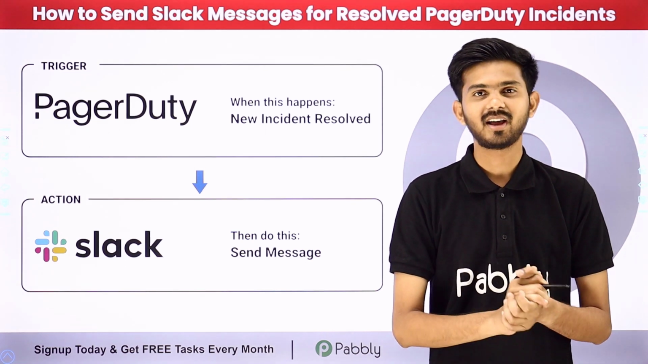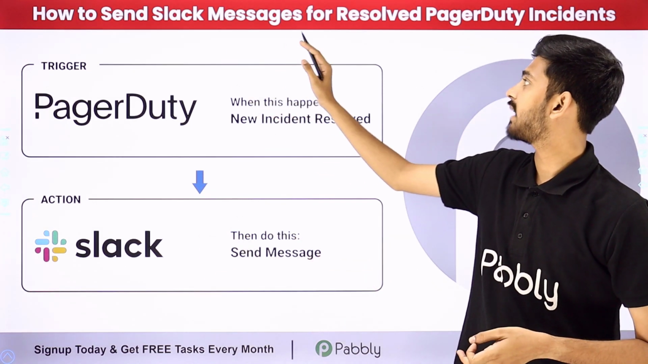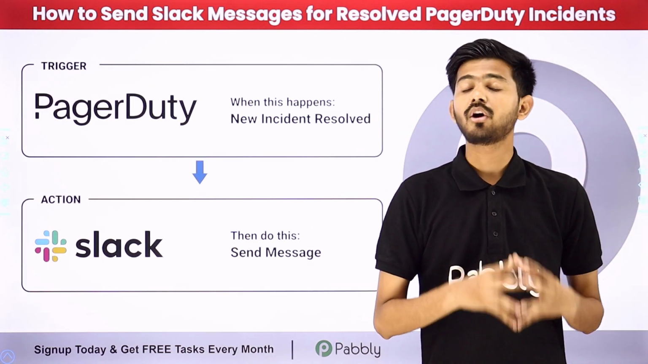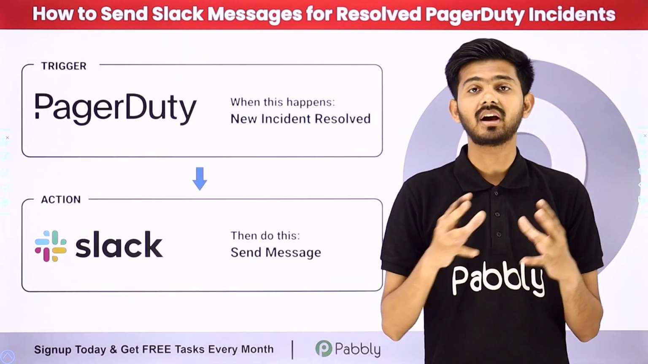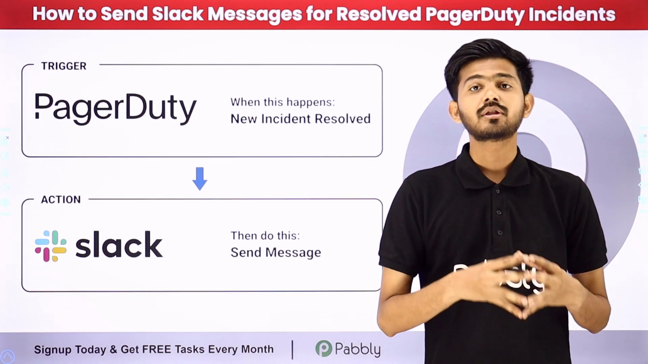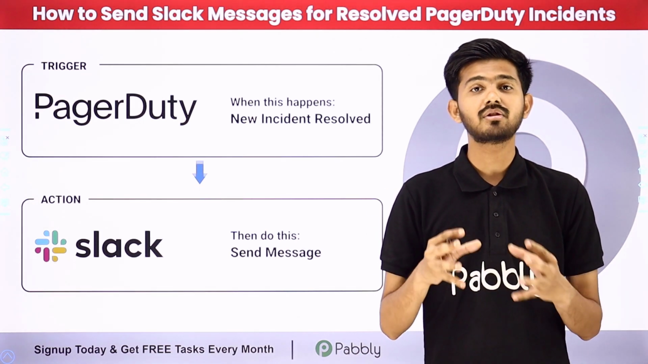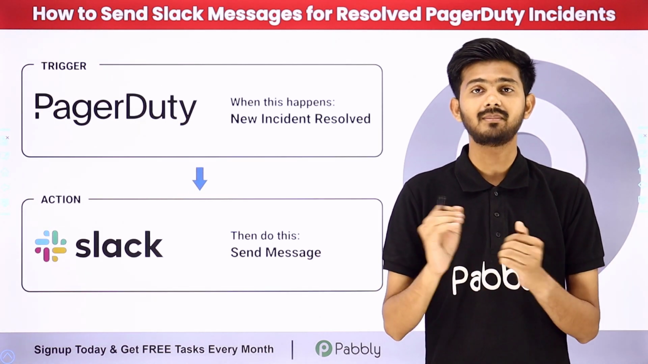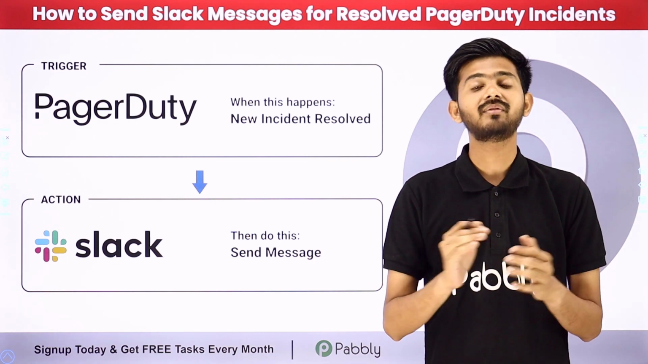Hello everyone, today our topic is how to send Slack messages for resolved PagerDuty incidents. Suppose we have a lot of incidents added in our PagerDuty account, and we are resolving all these incidents. Here what I want is that whenever I resolve any incident in PagerDuty, I automatically send a notification message on a Slack channel to notify my team.